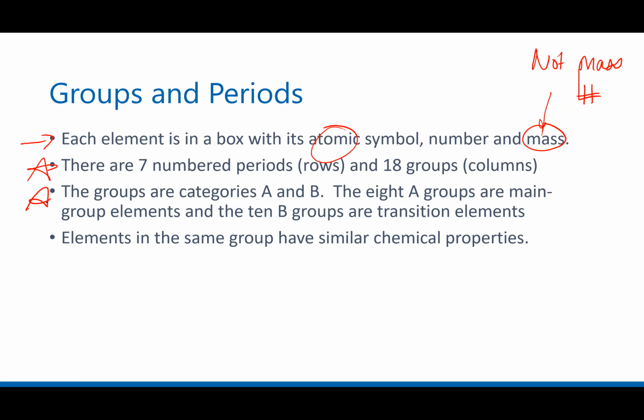First of all, there are 7 numbered periods, which we call rows, or well, sorry, I should say 7 numbered rows, which we call periods. And there are 18 numbered columns, which we call groups.